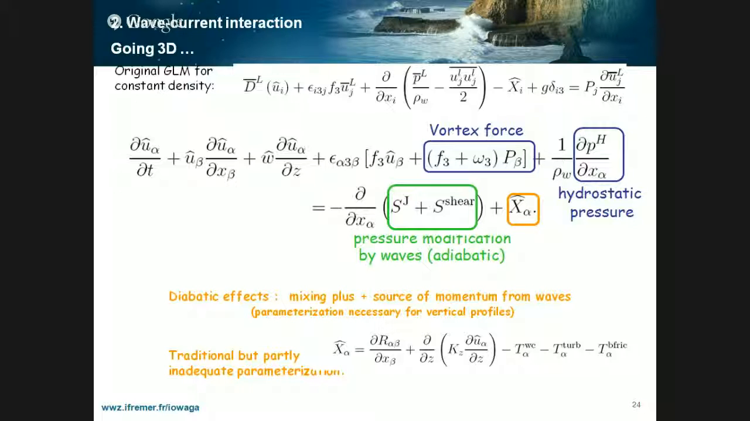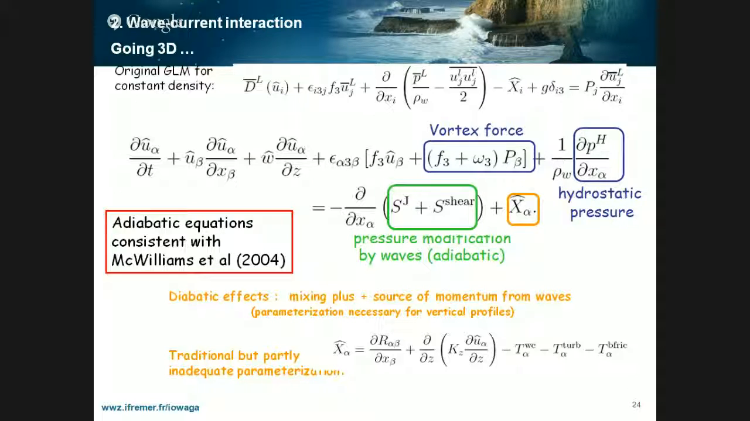In reality, it's not like waves and turbulence are independent, and there are more complex effects, and all that. So this is a version of the equation from a 2008 paper. It's consistent, at least at first order in the shear, with the equation of McWilliams et al. 2004. If you go to very strong shear, there are some differences.